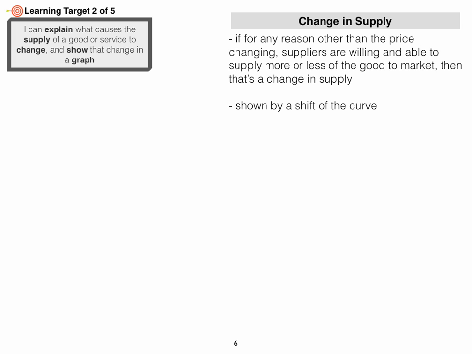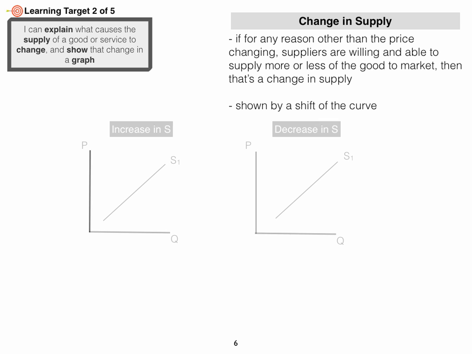good to the market. Now contrast this with a change in quantity supplied. That occurred as a result of the price of the good changing. Here it's for any reason other than price changing. A change in quantity supplied was shown by a movement to a different point along the curve. A change in supply, however, is going to be shown by an entire shift of the curve. Let's take a look at that.